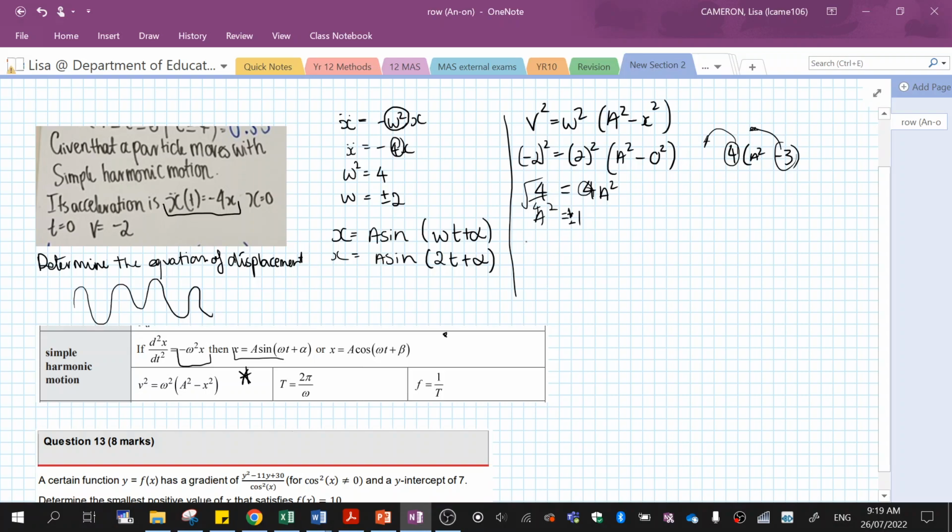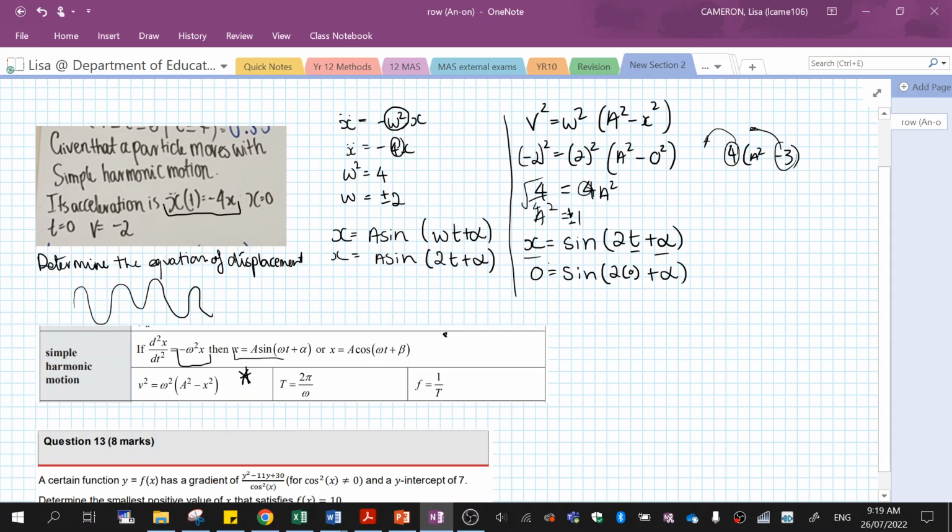Okay, sorry. So now I can see that x is equal to, a is 1, so it's just going to be sine 2t plus delta. So now we're going to figure out what delta is. I can see that I've got an x and I've got a t, so I'm going to substitute those in and I'll be left with my unknown there. So 0 is equal to sine 2 times 0 plus delta. So this bracket here, I'm going to be left with 0 is equal to sine delta. Now I can take the sine across. Sine inverse of 0 is equal to delta.